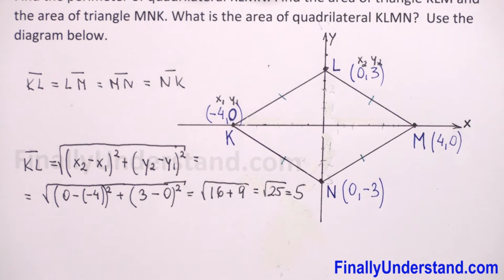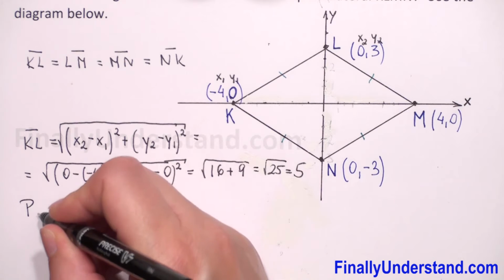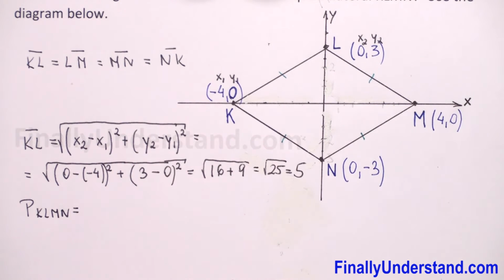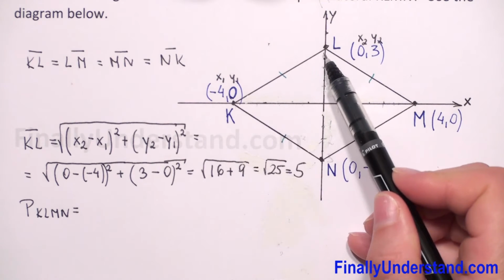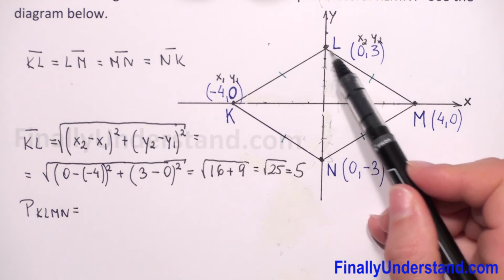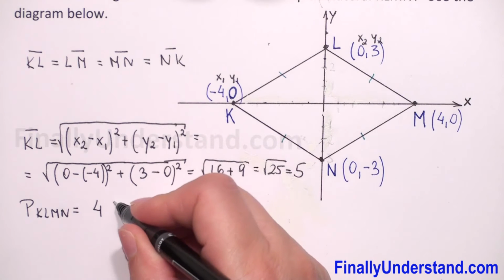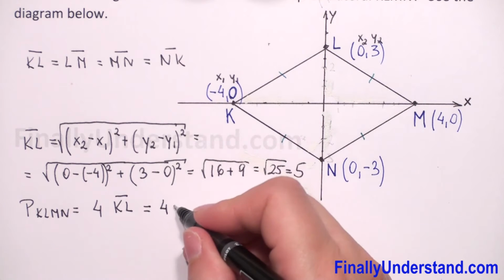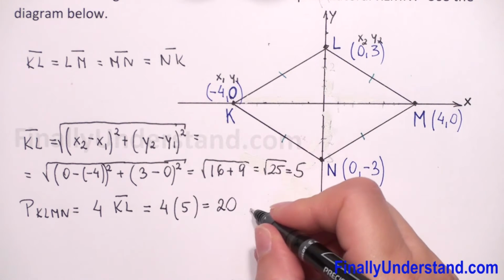So now to find the perimeter of quadrilateral KLMN, we need to multiply this distance by 4 because we have 4 sides. 1, 2, 3, 4. So we have 4 times the KL segment. So 4 times 5 is equal to 20 units.